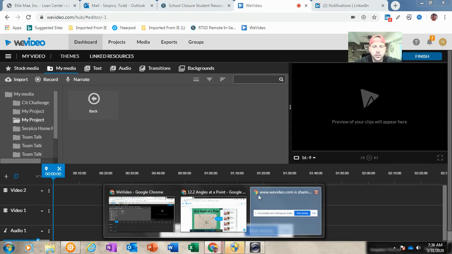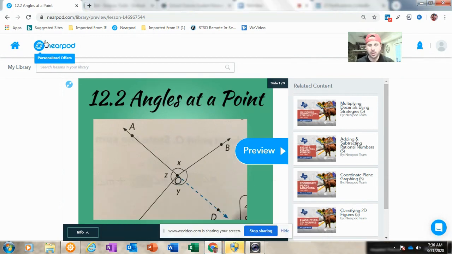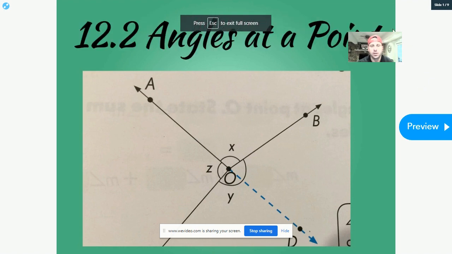Angles on a point. 12.2 is the lesson inside the fifth grade Math in Focus. As you can see here, we've got some intersecting lines. Lots of things happening here. So let's go through the lesson. Hope you're having a great morning so far.